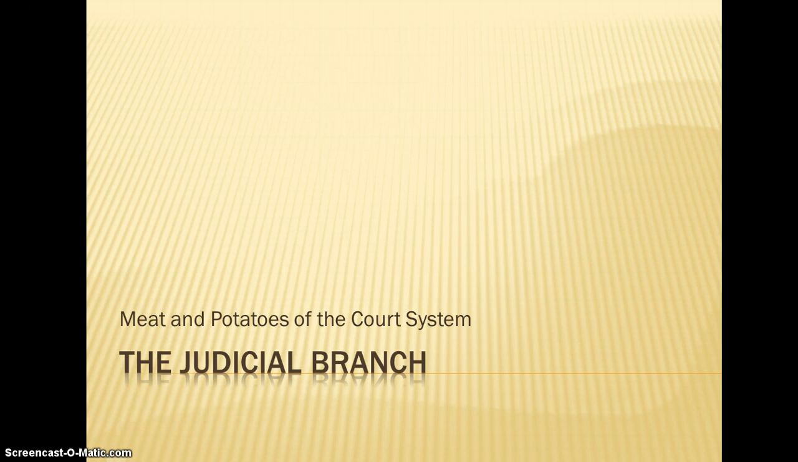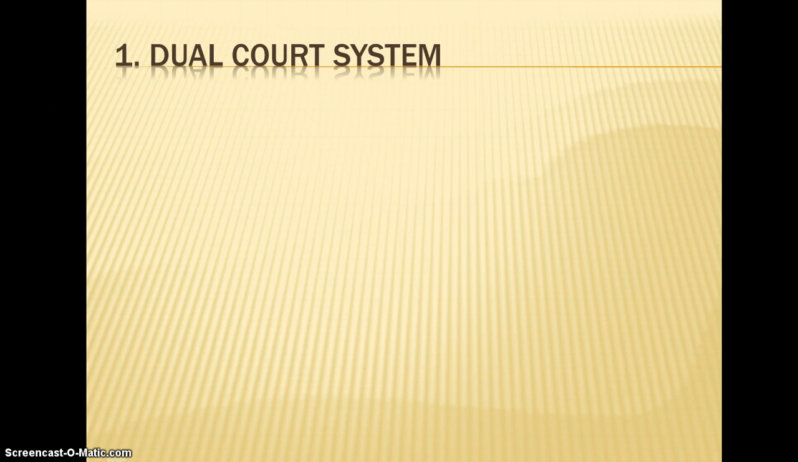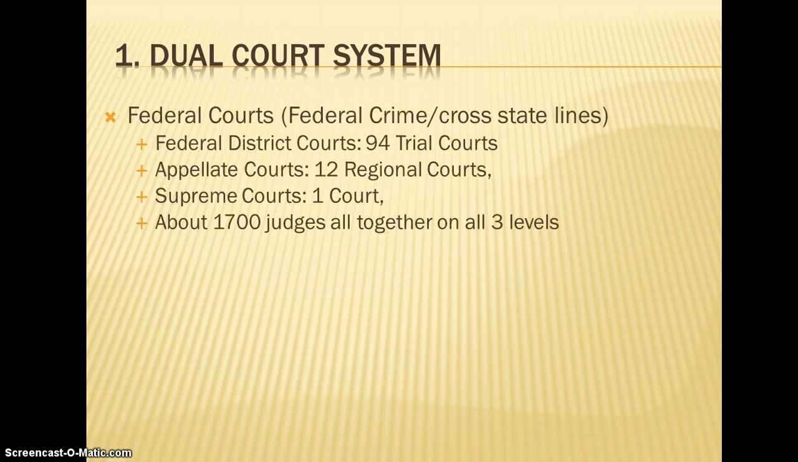Each one of those concepts I'm going to try to split into two separate PowerPoints for each topic to make them a little bit more compact. So let's take a peek at what the judicial branch looks like. In accordance to federalism, we have what we call a dual court system. Remember, federalism is national government, half state government. So let's take a peek at the federal courts.